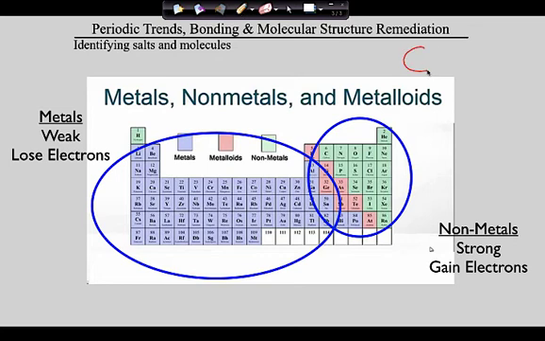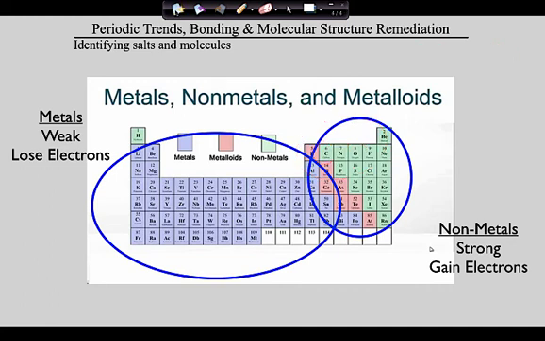So for example, if we look at a compound like carbon dioxide, we see that carbon is a nonmetal, we see that oxygen is a nonmetal, and when we have two nonmetals bonded together, we know that this will form a sharing bond or a covalent bond, and what you need to know is that this is a molecule. So anytime you have two nonmetals bonding together, that will form a molecule.